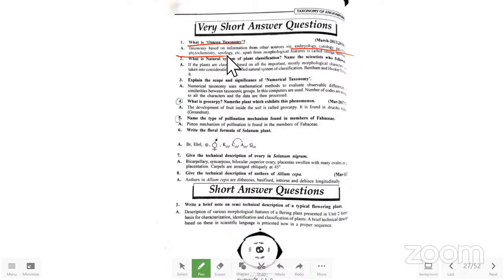And next one: what is the natural system of plant classification, and name the scientists who followed it? Natural system of classification means the plants are classified based on the importance of the morphological characters.